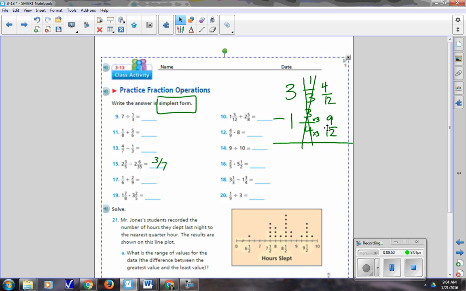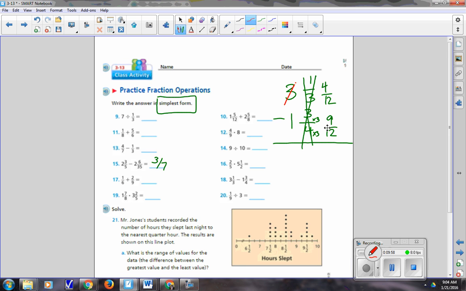Well, I can't take 9 from 4, so what do I do? I have to go over to this whole number and say, hey, can I take some? And they're like, sure. So we're going to add 1 whole to this fraction. So now you have 16 twelfths. You haven't changed the size of what you're talking about. You've just made it into an improper fraction, which is okay. 16 take away 9 is 7 twelfths. And 2 take away 1 is 3.